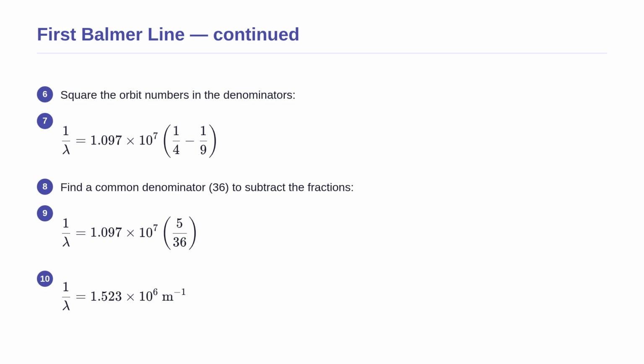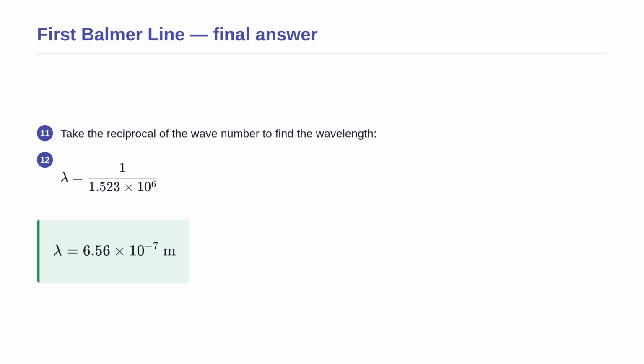It is crucial to remember that this is not the wavelength yet. It represents how many waves fit into a single meter. To find the actual physical distance of the wavelength, we must perform one final mathematical operation. We take the reciprocal of the wave number by dividing the number 1 by our previous result. This inversion step is crucial, and it is where many students make mistakes.